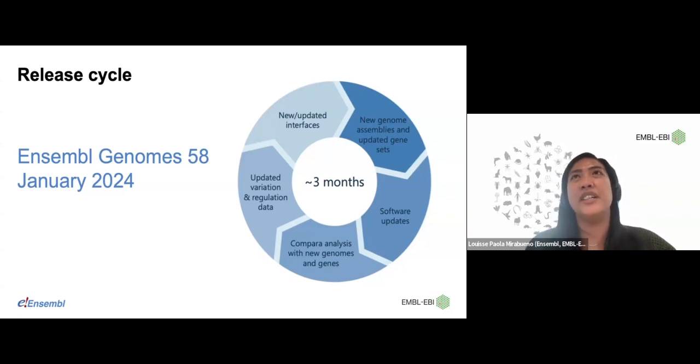And with every update, what we do is we add any new genome assemblies or update gene sets. We also update our software. Maybe we add some new interfaces to the browser. We update the variation data, regulation data if available, so not for bacteria in this case, and also the comparative genomics data.